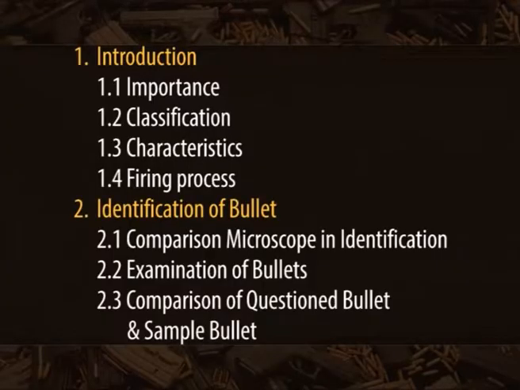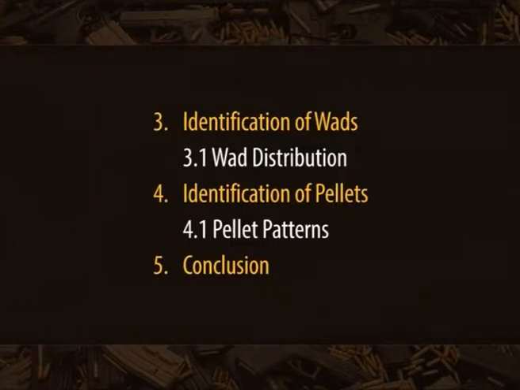Let us start our episode with a look at what we are going to learn today. Let us start with the introduction of the topic, then we will study importance, classification, characteristics, firing process, coming to the identification of bullet, then comparison microscope in identification, examination of bullets, comparison of question bullet and sample bullet, and identification of wads is going to be the third topic, in which we are going to study the wad distribution, then identification of pellets, in which we are going to study the pellet patterns, and then in the last, the conclusion of what we have studied.